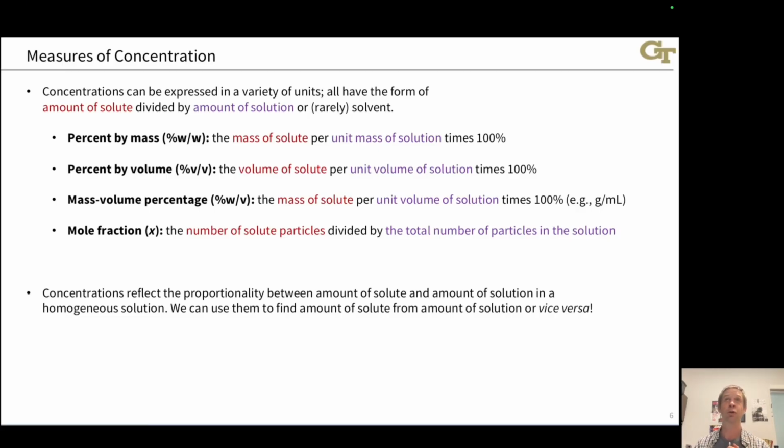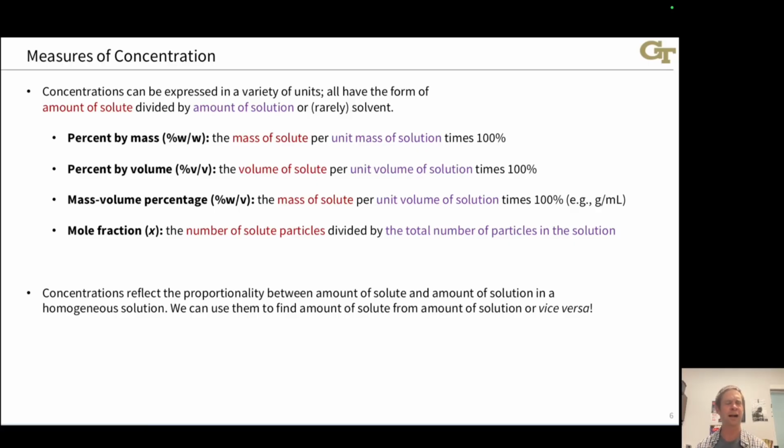You'll sometimes confusingly see mass and volume, or weight, the W in this representation refers to weight here. You'll see weight and volume mixed, so mass-volume percentage, where it's the mass of the solute per unit volume of the solution times 100%. You'll see this sometimes expressed, for example, without the percentage as grams per milliliter. This comes up with parts per million as well in some cases.